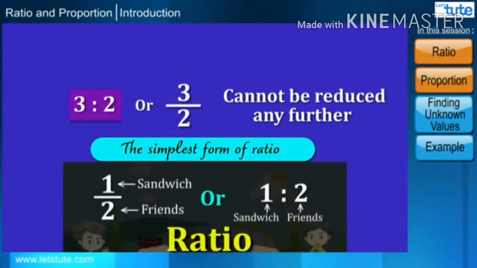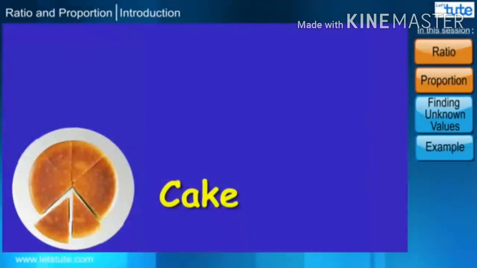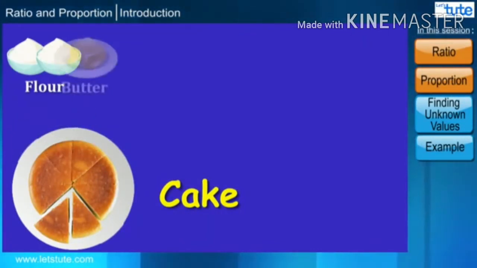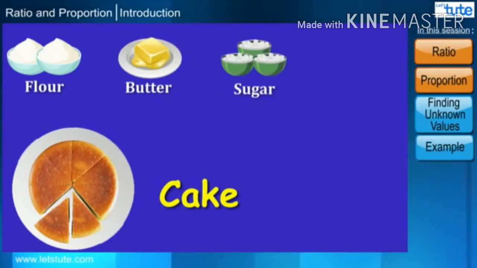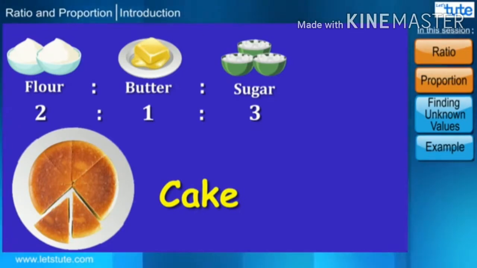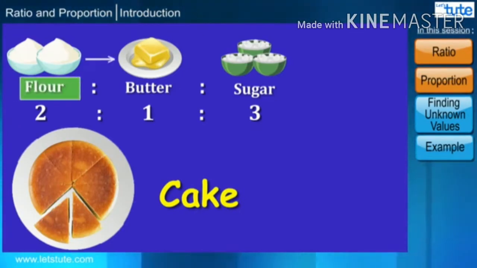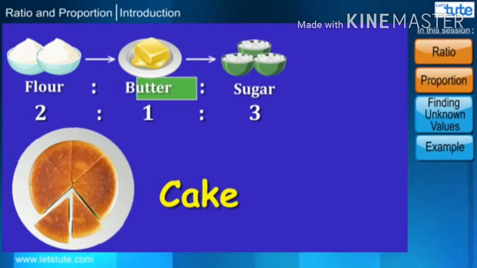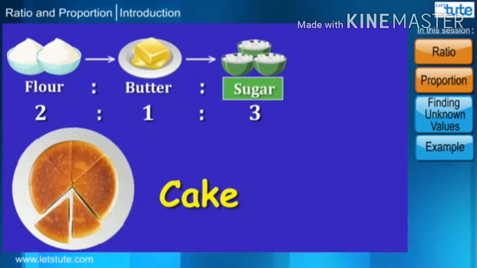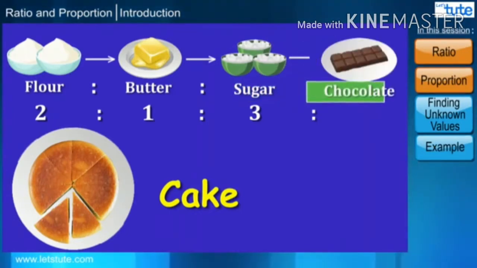However, the concept of ratio and proportion is not based on just two quantities. For example, if you are making a cake, then you will need 2 bowls of flour, 1 bowl of butter and 3 bowls of sugar. Here, the ratio of flour to butter to sugar can be written as 2:1:3. Here, the order plays a very important role. This can also be extended to 4 quantities, like you can add a bowl of chocolate too.